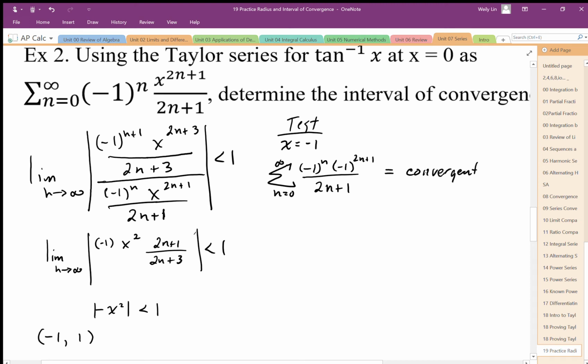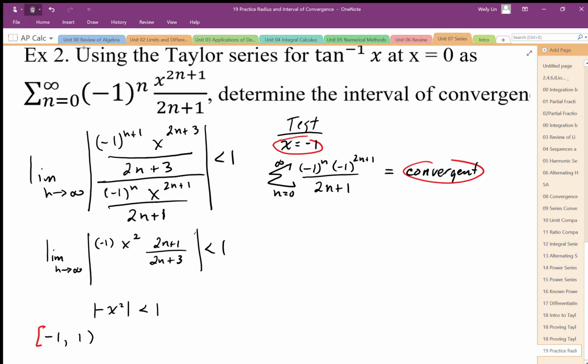In fact, we didn't even have to worry about the fact that it's harmonic. We just know that the terms go to 0. If it alternates, there's an alternating series theorem that says that it would be convergent. Okay, so I've got convergence here for that. So I'm going to include that as my endpoint.